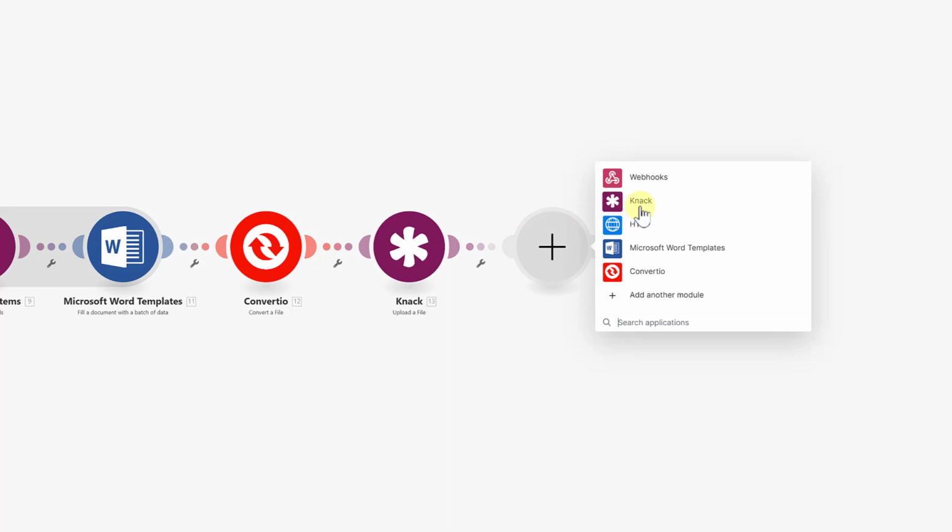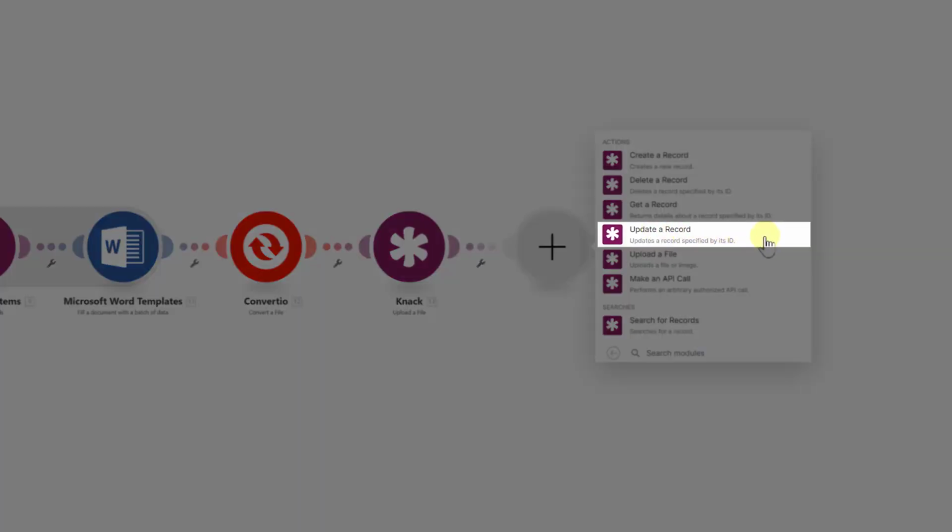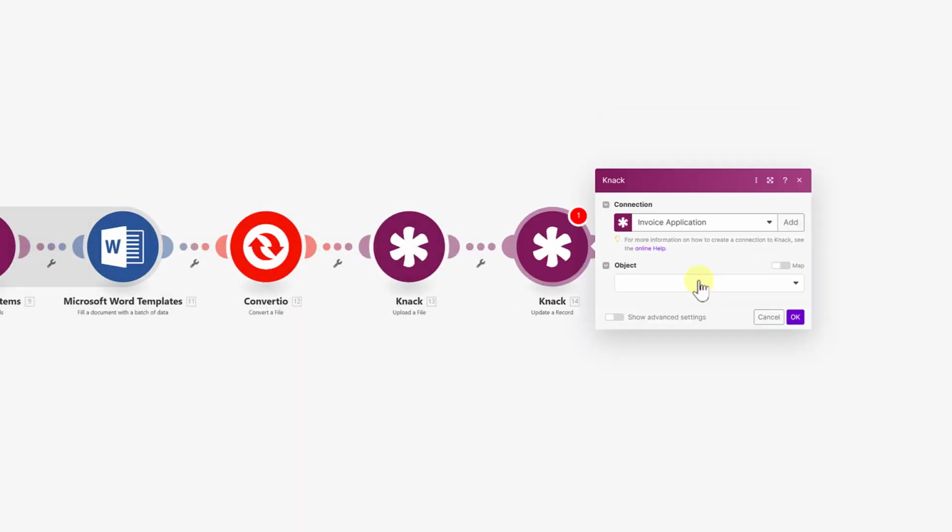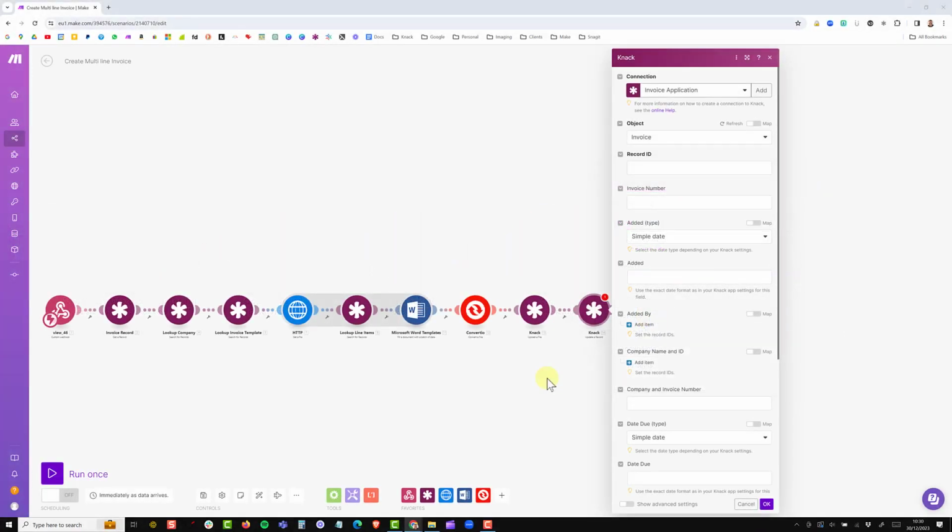Add another Knack module to update a record, which updates a record specified by its ID. And I'm going to update the record from the invoice table. I've just resized my scenario so you can see all the modules.